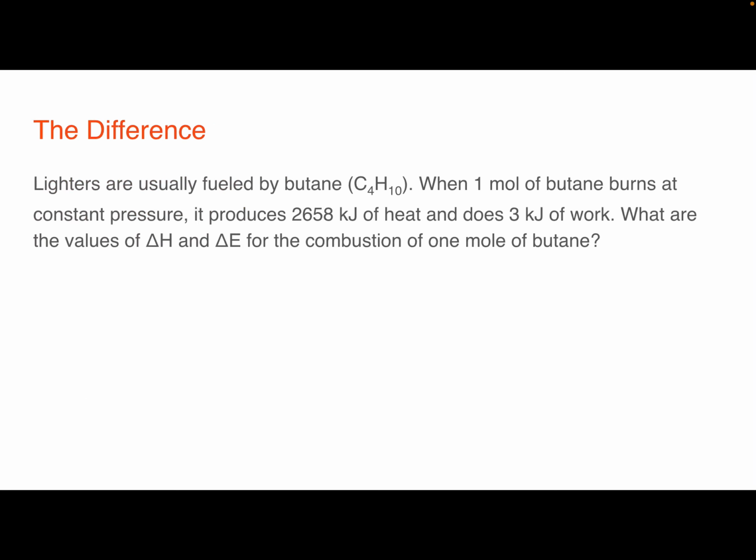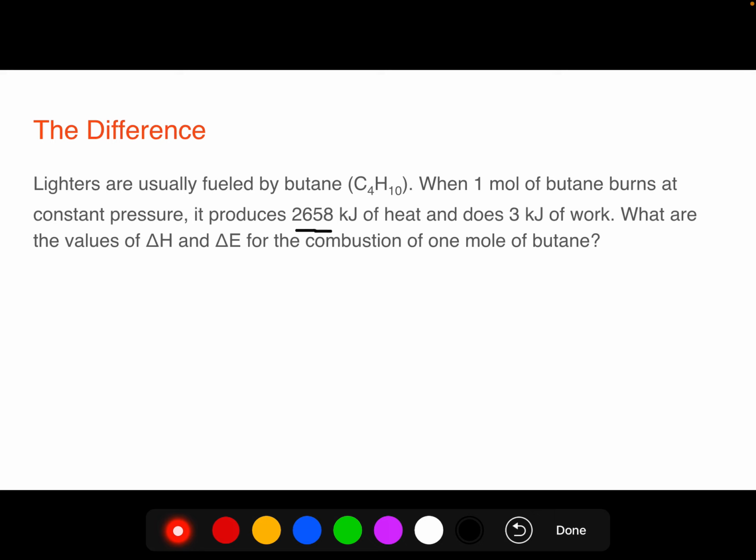So here's a question. You have butane burning, you've got 1 mole burning. It produces 2,658 kilojoules of heat. Since it's producing it, it's giving off negative 2,658 kilojoules. Okay, it's negative because it's producing. If it does 3 kilojoules of work, that's also negative because it's doing the work. What are the values of delta H and delta E?